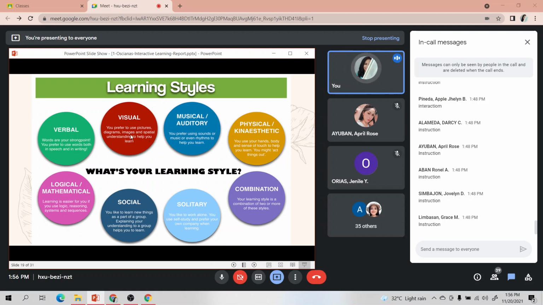And then visual, you prefer to use pictures, diagrams, images, and spatial understanding to help you learn. So later, the images for visual learners will be introduced to you. And then we have musical auditory. You prefer using sounds or music or even rhythms to help you learn.